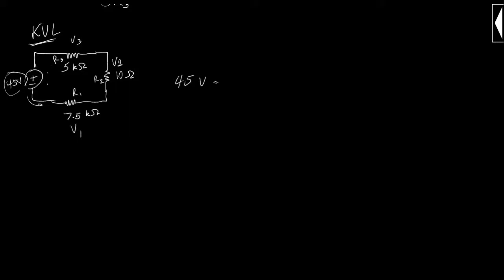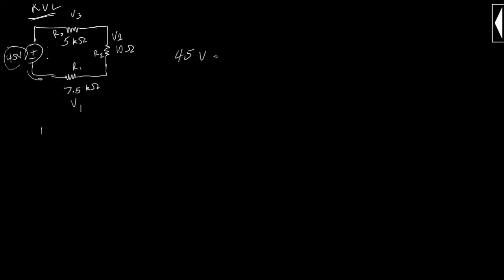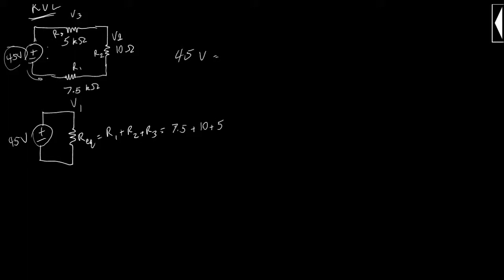So these are in series, so we're just going to add them up to find the equivalent resistance, where this resistor equivalent is equal to R1 plus R2 plus R3, which equals 7.5 plus 10 plus 5 kiloohms. They're all in kiloohms. So that works out to be 22.5 kiloohms is our equivalent.